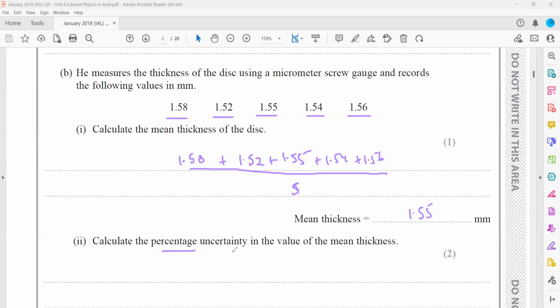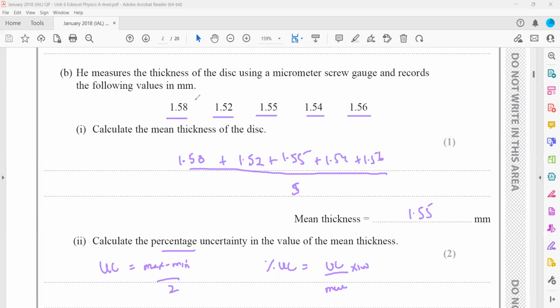How to calculate the percentage uncertainty whenever you have a group data? The formula, first we get the uncertainty. Uncertainty is maximum minus minimum divided by 2. That's the uncertainty of a group data. And percentage uncertainty, that is the uncertainty divided by the mean or the average into 100.